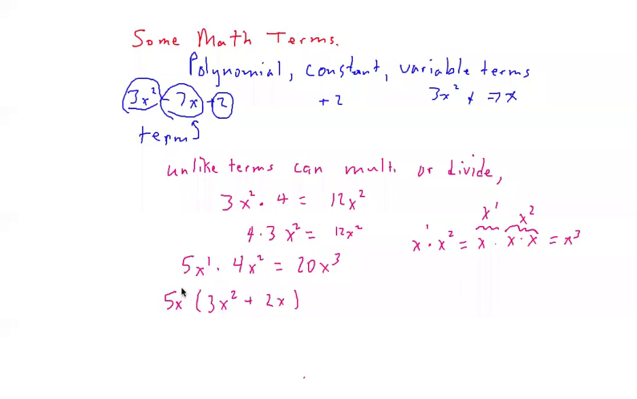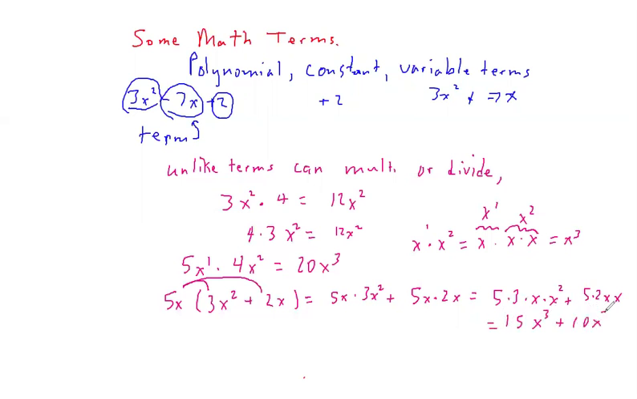Sometimes in an expression, you'll have this distribution. So what you're doing is multiplying the 5x times the 3x squared, and then multiplying the 5x times the 2x. So I have 5x times 3x squared plus 5x times 2x, or 5 times 3 times x cubed plus 5 times 2 times x squared. So I get 15x cubed plus 10x squared.